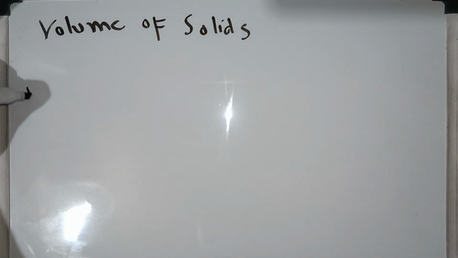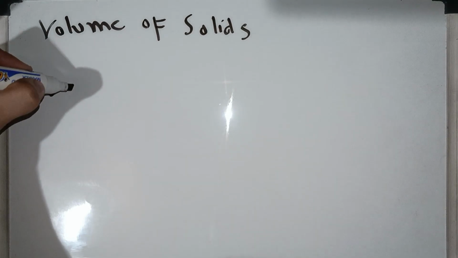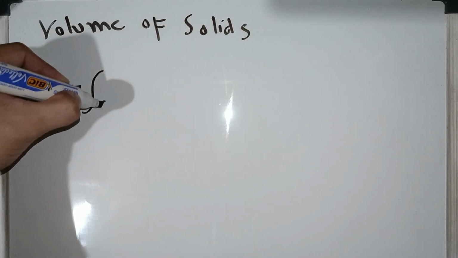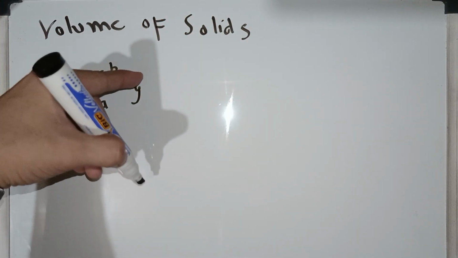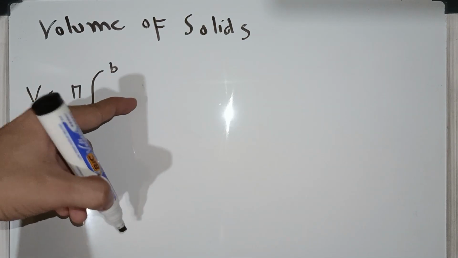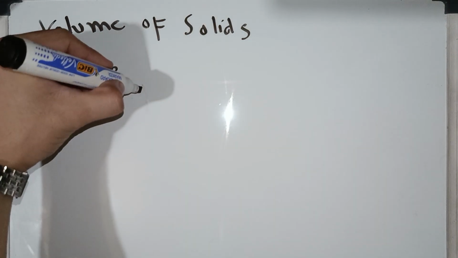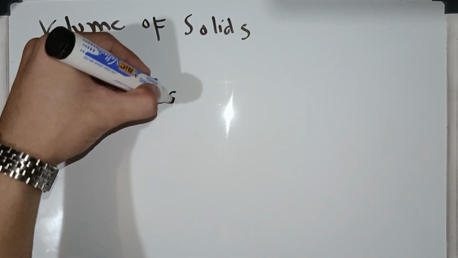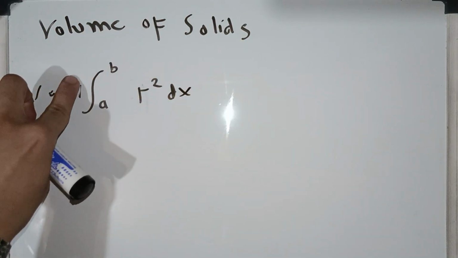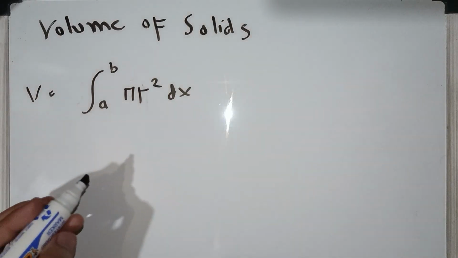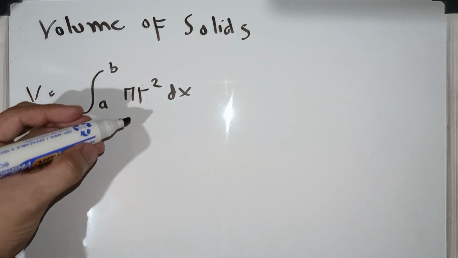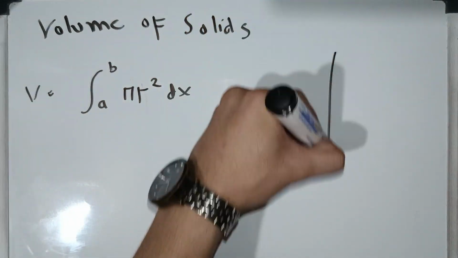So for us to solve an example, let's try V is equal to pi, the integral from a to b, of y squared. So we have y here, so let's use r instead of y since it is a circle. So r squared dx. So let's put it here. So now we have this formula. As you can see, this is this method.